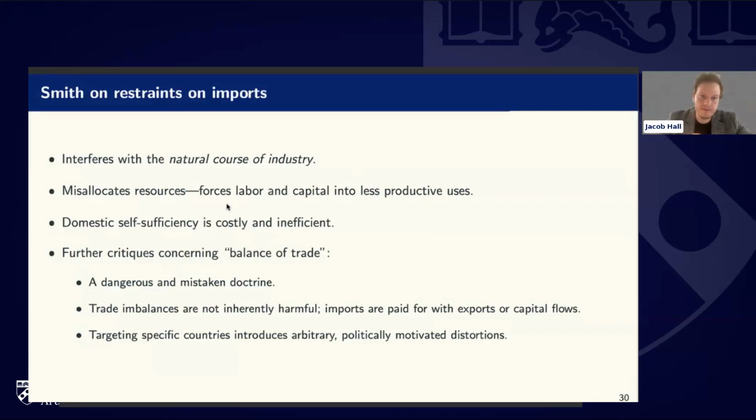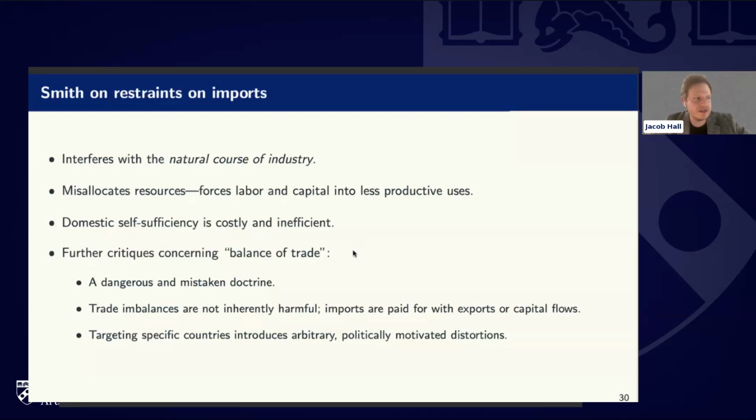Remember that quote about the local merchant knowing best about how to deal with his own goods versus the policymakers. Domestic self-sufficiency is super costly and inefficient, and then he turns to larger critiques of what we now call the balance of trade, right? That we have a trade deficit. It's a dangerous and mistaken doctrine.